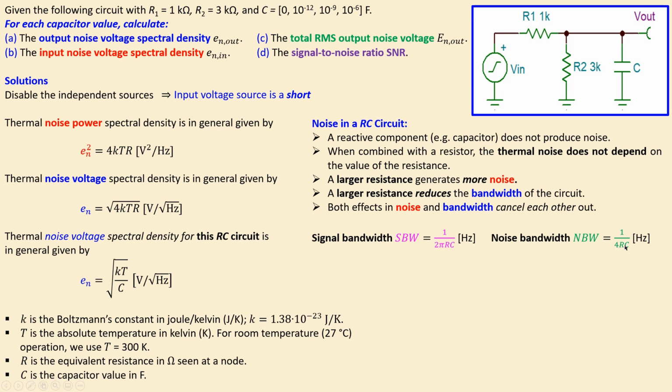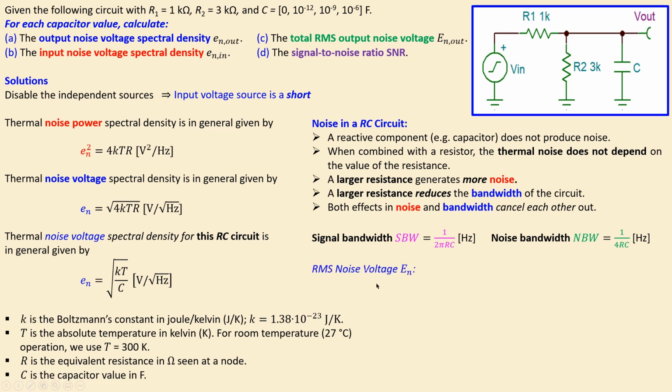Again, this R is the Thevenin resistance seen by this capacitor, which is the parallel combination of R1 and R2. In this case, if you do the math very quickly, it will be 750 ohms.